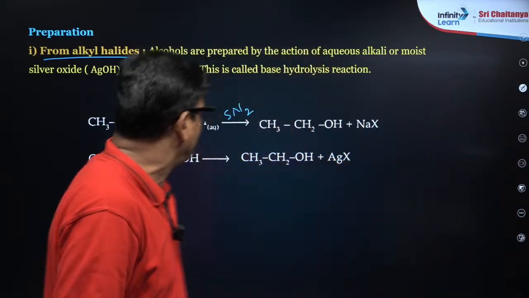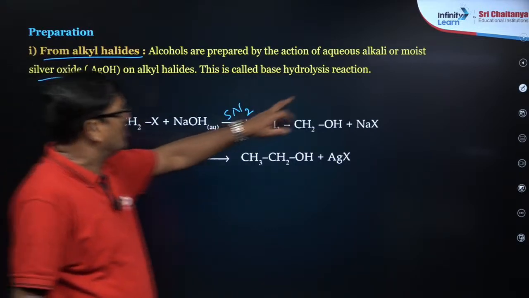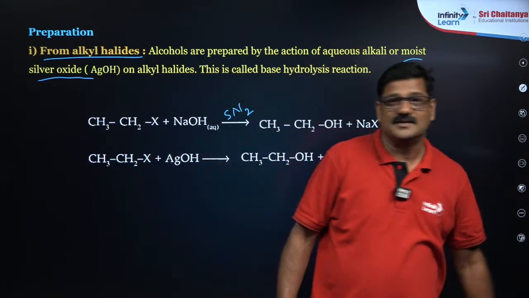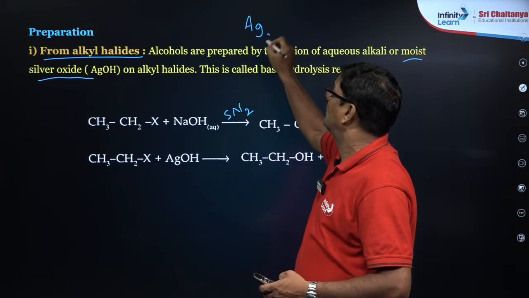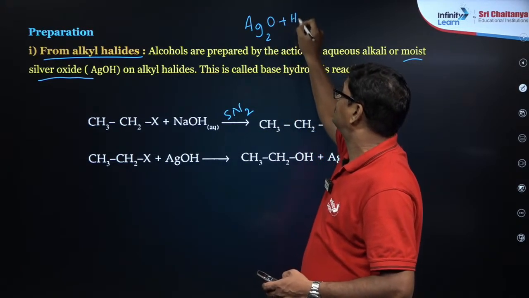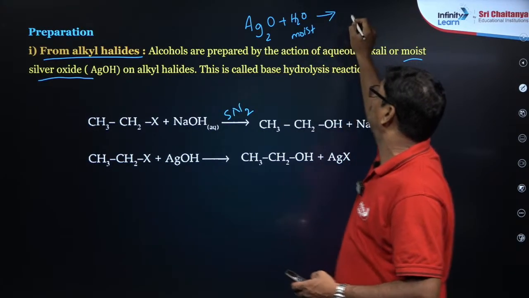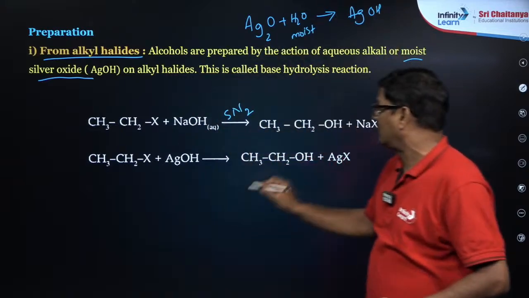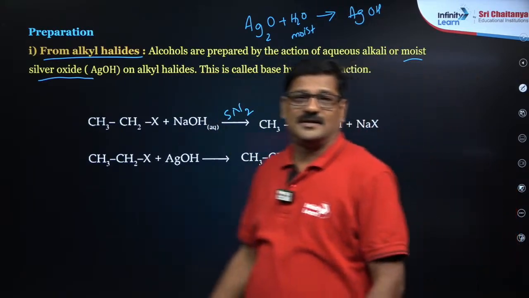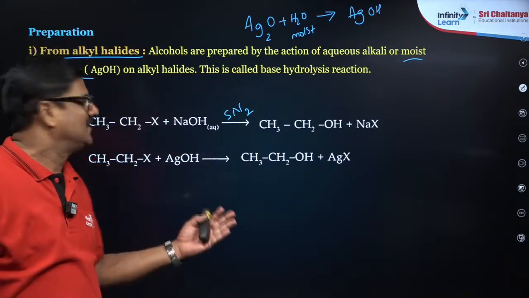So it is an SN2 reaction. And you can also use silver oxide, moist silver oxide. Moist silver oxide means Ag2O reacts with moisture, so it is going to give AgOH, silver hydroxide. Silver hydroxide reacts with methyl bromide, and methyl alcohol is going to be formed, right?